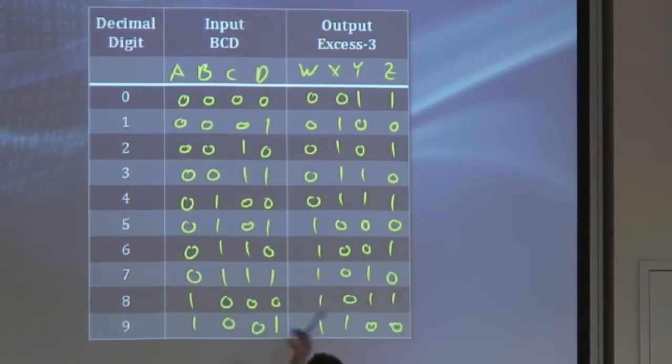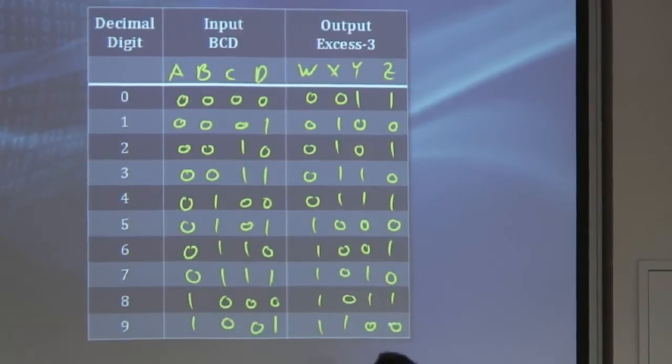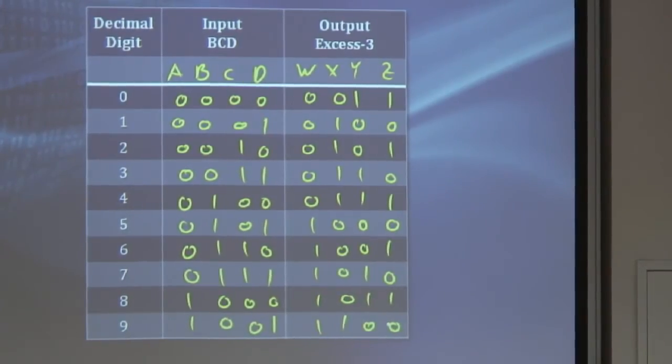Now we have a truth table that matches the inputs to the outputs. How do we actually build a circuit for this? Because this circuit has 4 outputs, we can think of each one of those bits, W, X, Y, and Z, as a function that takes 4 arguments.